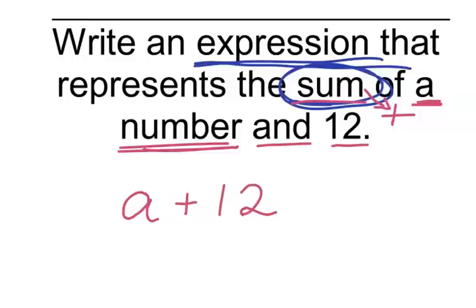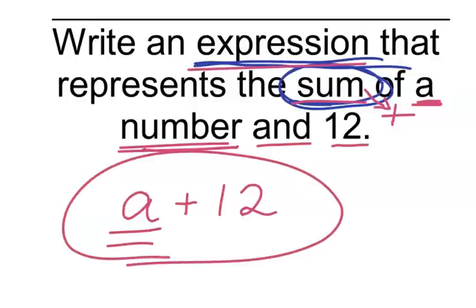All right, that's it. So whatever A is, if A is 1, it's going to be 1 plus 12. If A is 7, it's going to be 7 plus 12. But we don't know what it is, so we're writing an expression, so we have that, that represents the sum, there's our addition, of a number, which is this one, and 12, which is this one. So our answer is A plus 12.